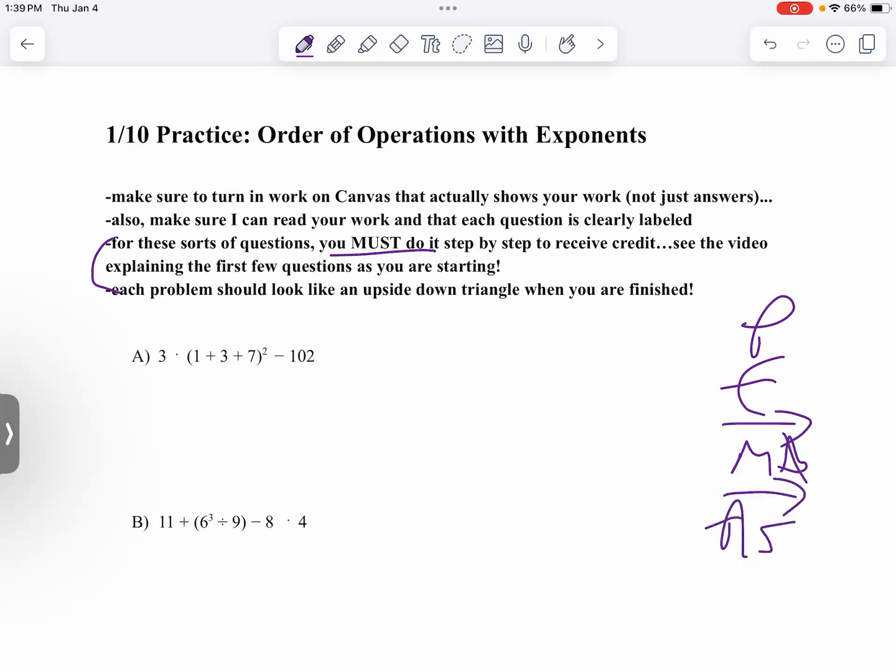Okay, so here we have a parentheses. 1 plus 3 is 4 plus 7 is 11. And then we're going to rewrite the rest of the problem. Okay, next we have an exponent. 11 to the second power is 11 times 11, right? Which equals 121.